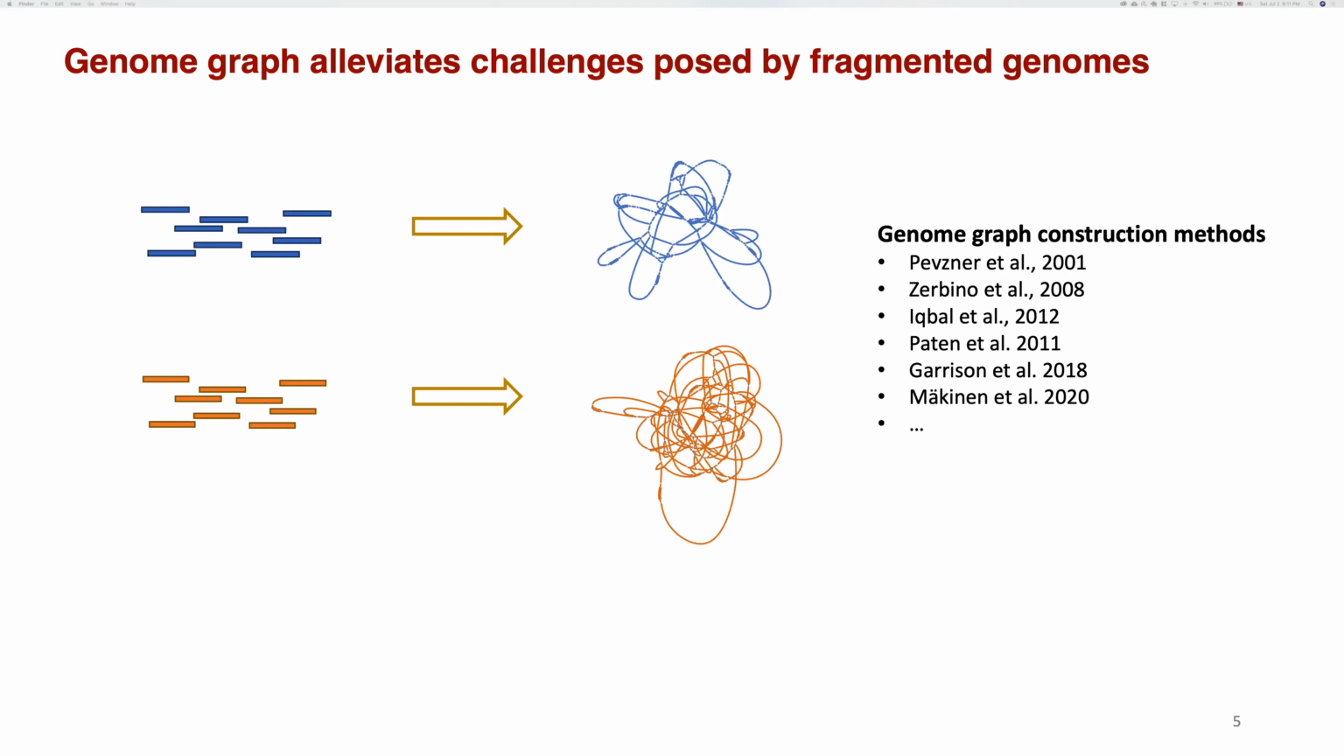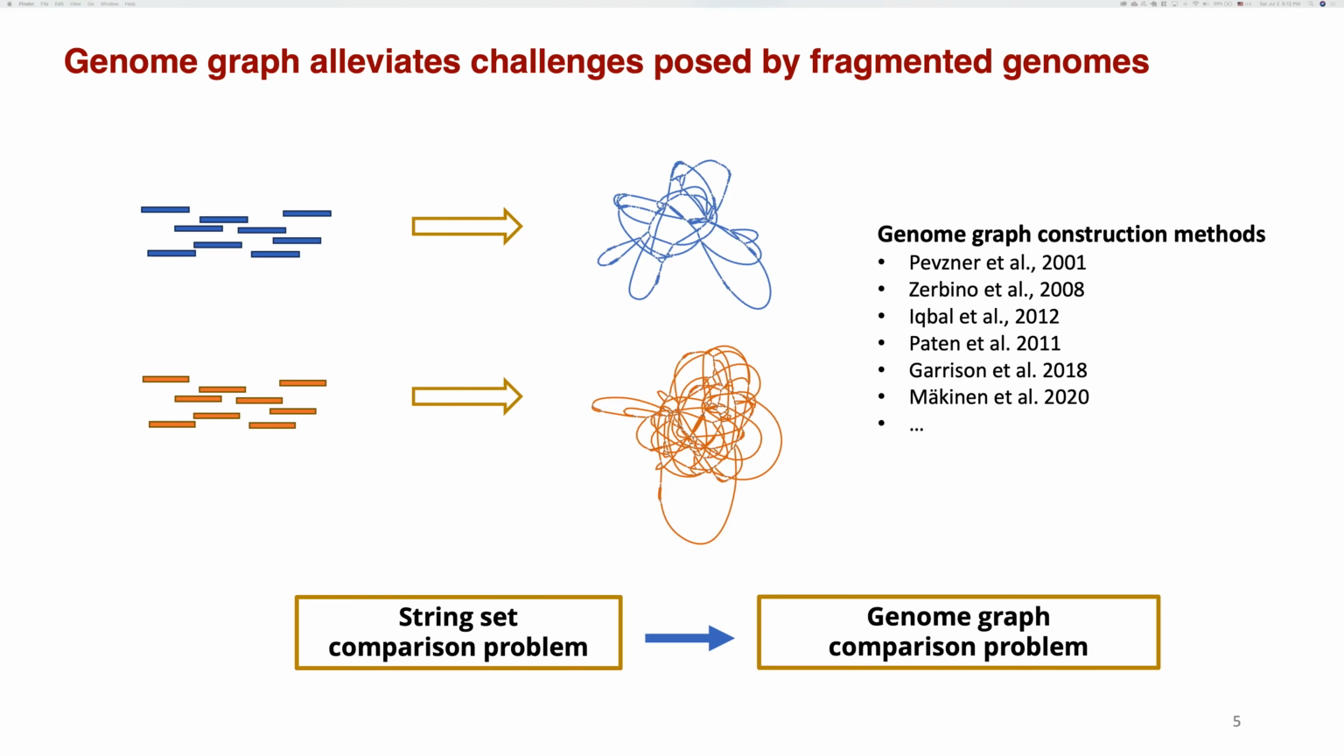Genome graphs have been used for decades to reconstruct and represent original genomes from sequencing reads. After genome graphs are constructed from the two sets of sequencing reads that we're comparing, the problem of heterogeneous string comparison now becomes the genome graph comparison problem.